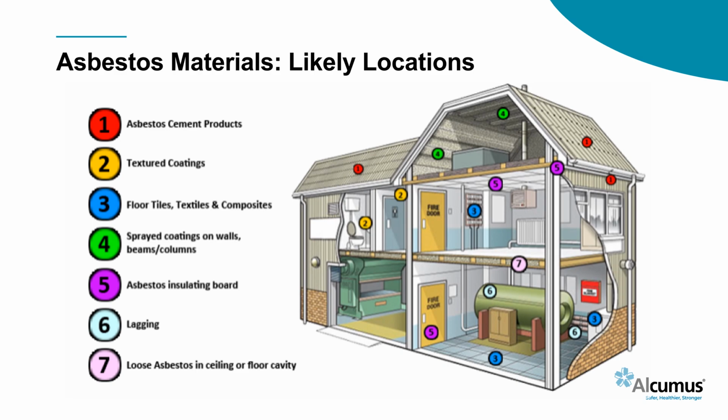No building constructed from the 1st of January 2000 should contain any form of asbestos. However, that leaves a large number of buildings constructed before 2000 where there is likely to be asbestos-containing materials throughout the building, as illustrated.